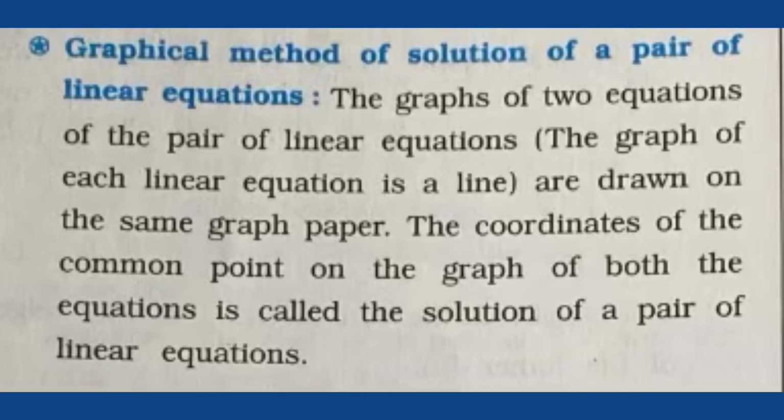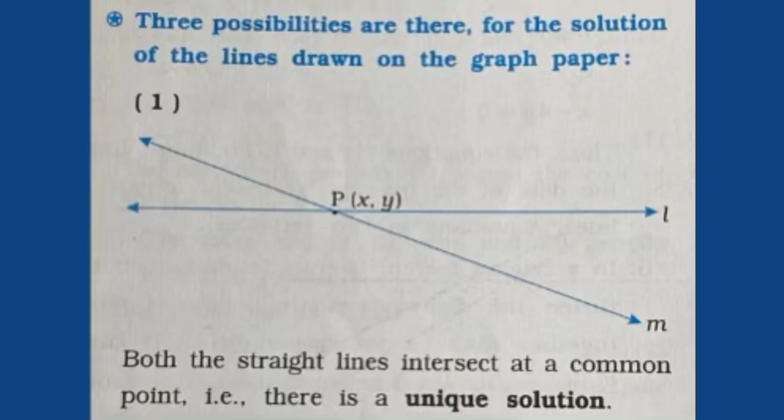So the graph, or you can say the lines, of both the equations are drawn on the same graph paper, and the coordinates of the common point on the graph of both the equations is the solution of the pair of linear equations. Now let us see the possibilities. Now there are three possibilities.